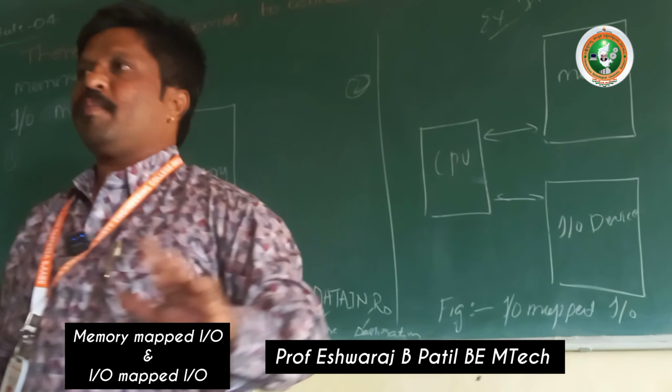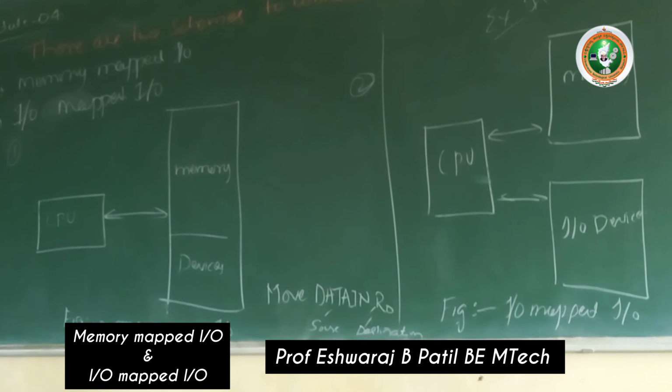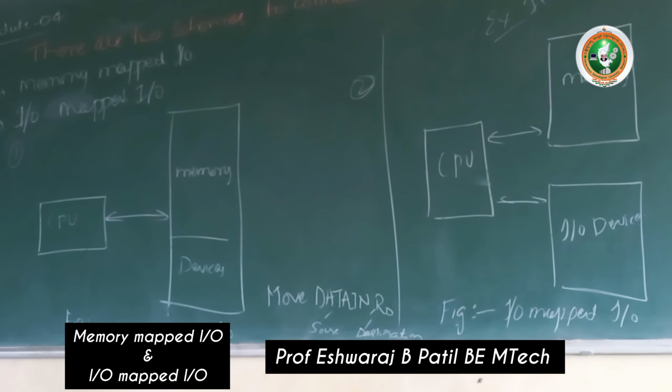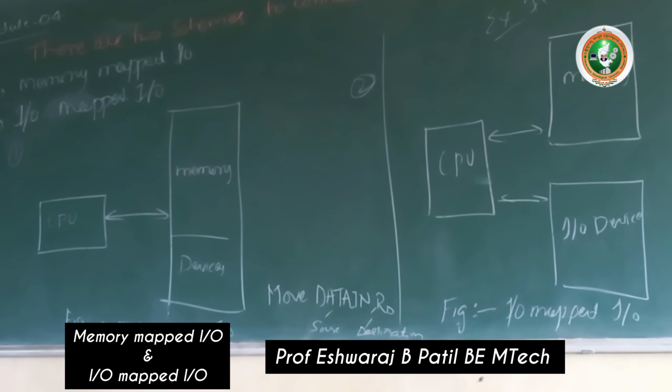This is all about the memory mapped IO and IO mapped IO. Okay, take the heading as the difference between the memory mapped IO and the IO mapped IO.